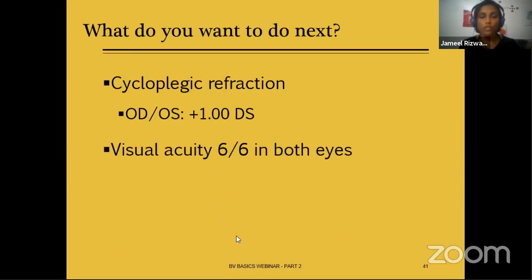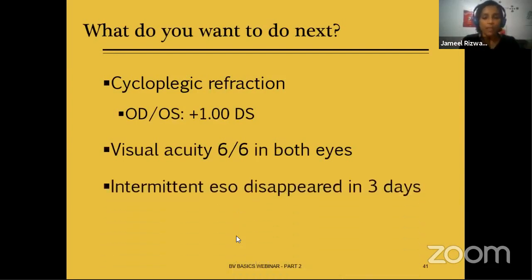Post refraction, we rechecked visual acuity. Visual acuity was 6/6 in both eyes, a very relaxed moment for the patient and the parent. The intermittent ESO didn't go off that time, so we said, okay, let's do a PMT and wait until the cycloplegic effect settles. If things didn't go off, we might have to start atropine, but luckily the intermittent ESO disappeared in 3 days. This is like a fresh spasm that has just set in.